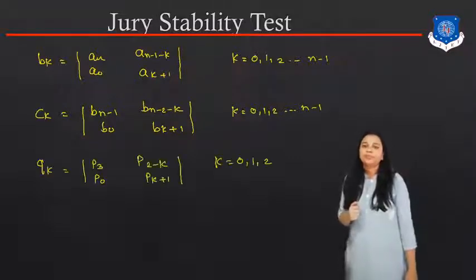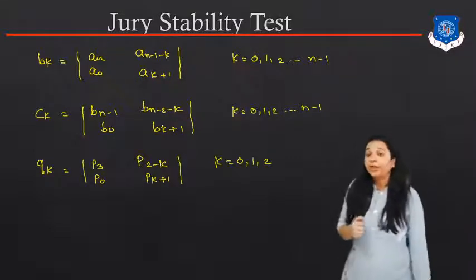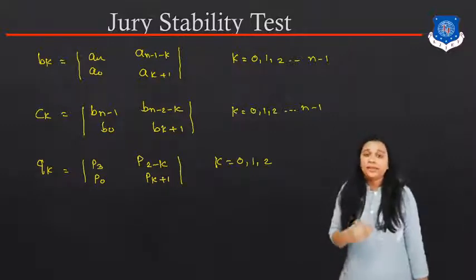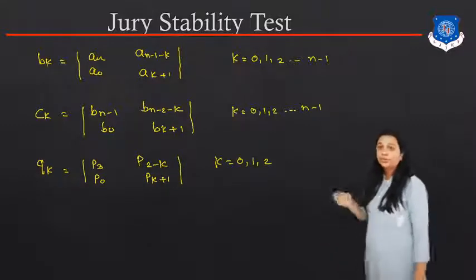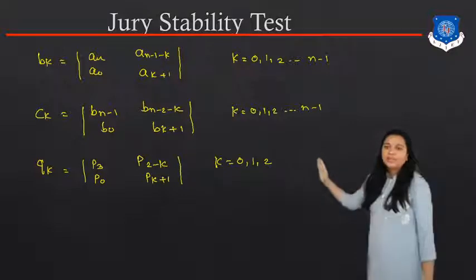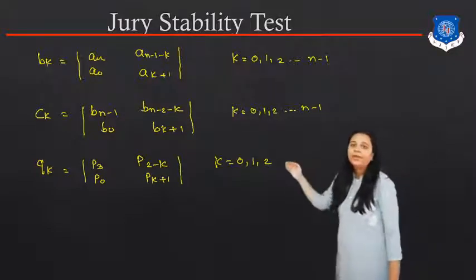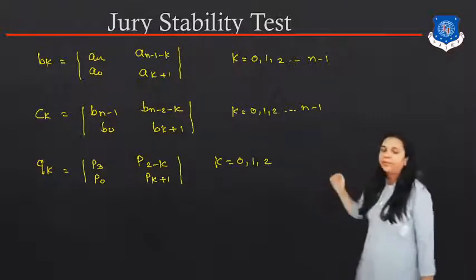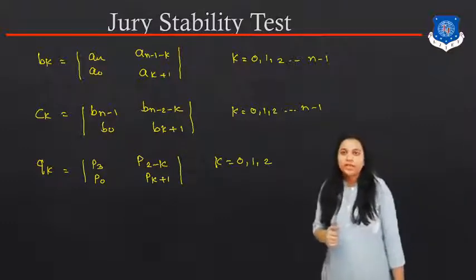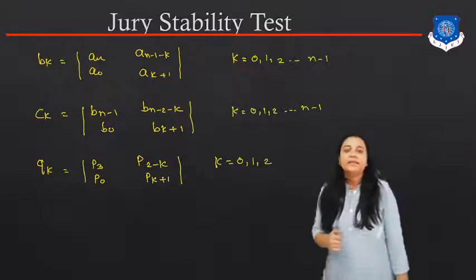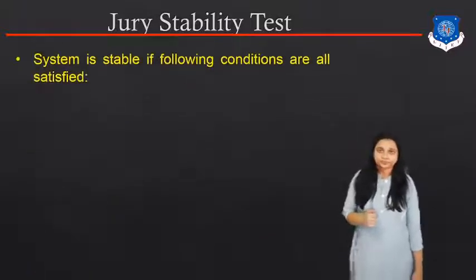Okay. Now to find out the Qk. Again k is valid from 0, 1, 2. So Qk is equal to the matrix with P3, which we have to find in the above row, then P2 minus k, P0 and Pk plus 1. Okay. So how is this stability test applicable?